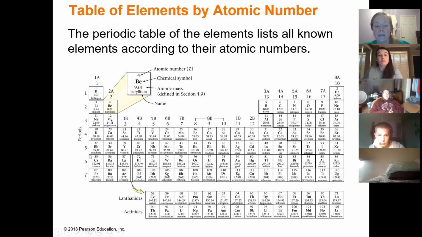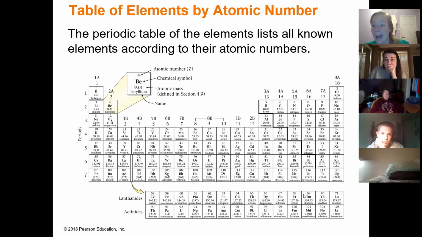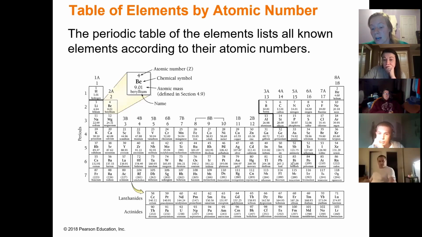So the elements usually up through the early 90s are considered natural. We find them in nature. Bigger than that, the atoms get so big, their nuclei have so many protons and so many neutrons in them that they're unstable and they want to decay really fast to something smaller. So a lot of these bigger elements, depending on the periodic chart you look at, aren't even named.